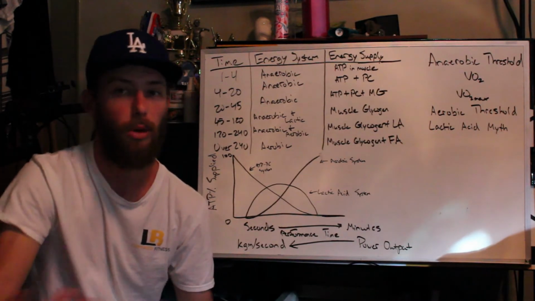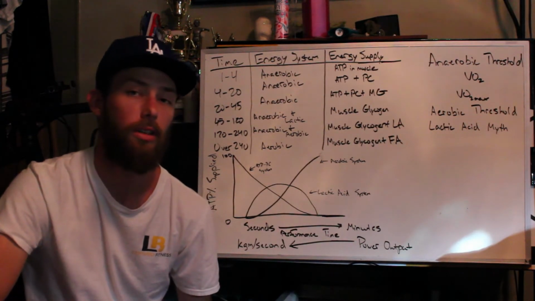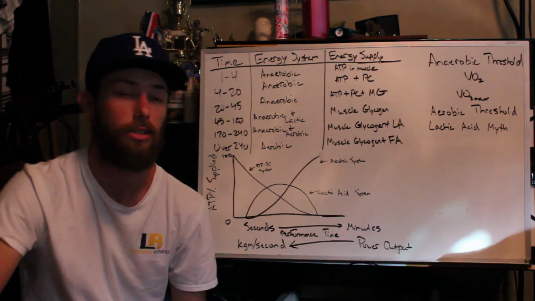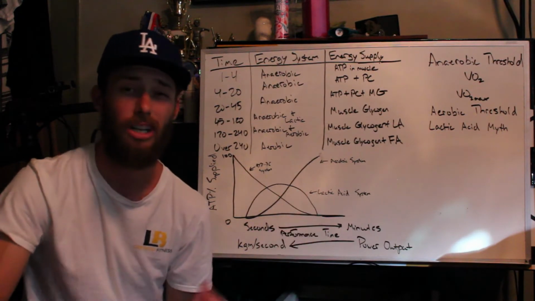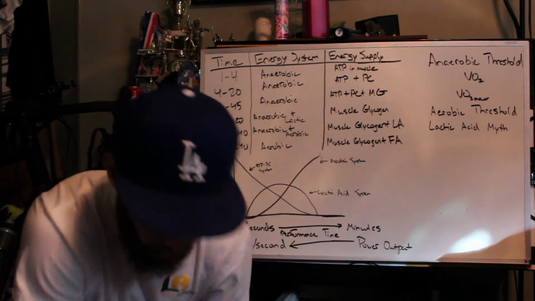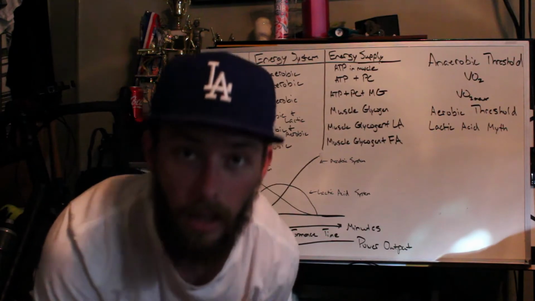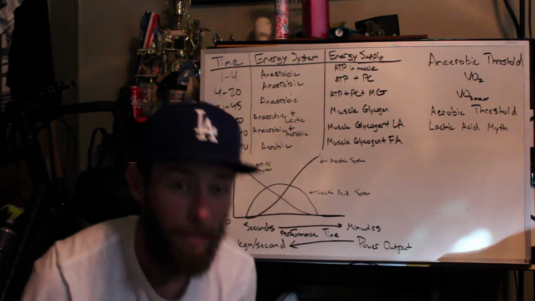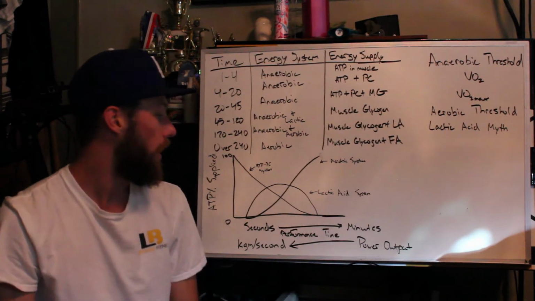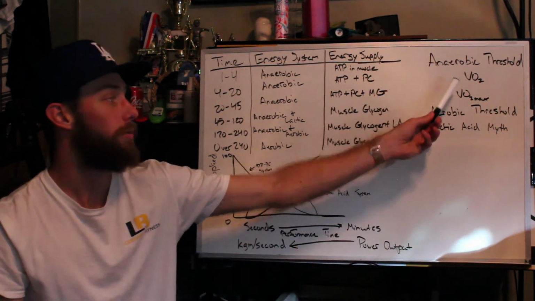at the highest intensity. If you're not worried about speed at all, and you're just trying to get it done, you can just go super duper slow. You're not going to be in that lactic acid system, so you're not going to feel that burn. It's not going to be super uncomfortable, but you will get it done for sure. And that's where that burn and that pain, that uncomfortableness comes from. So we have our anaerobic threshold.